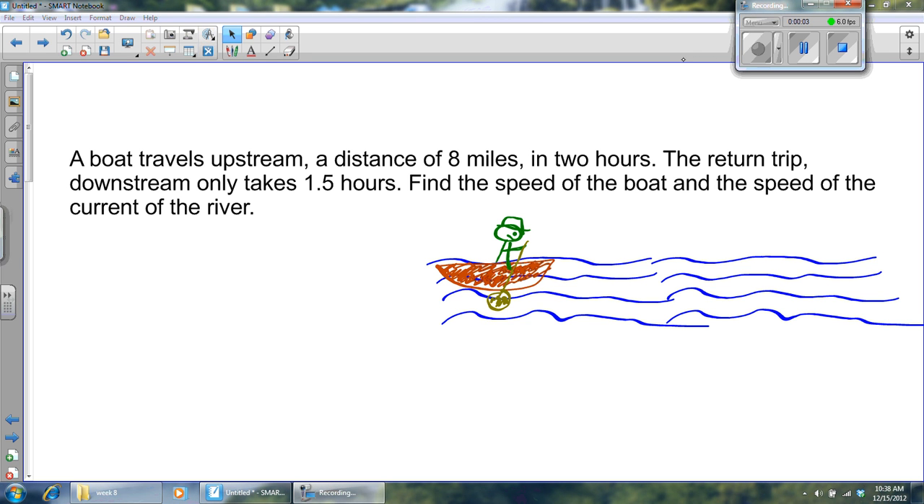Hello, Honors Algebra. We're going to do a new type of story problems, and these are going to be ones involving currents, like traveling in water or traveling in air or something like that. So let's get right down to it.